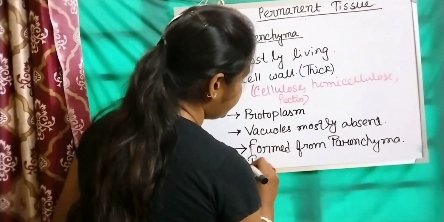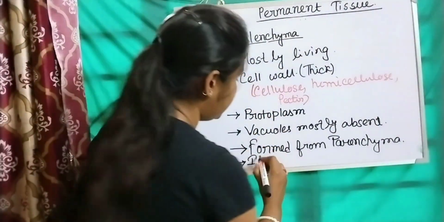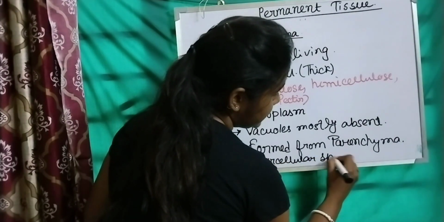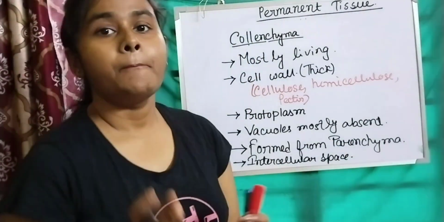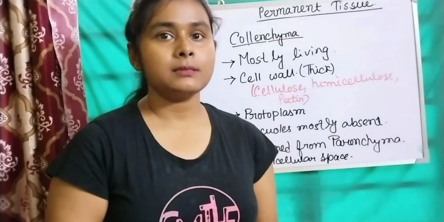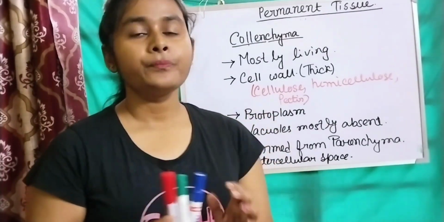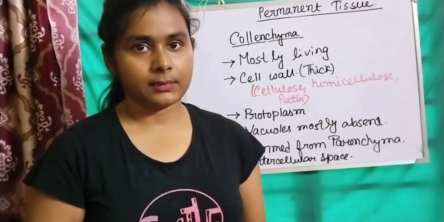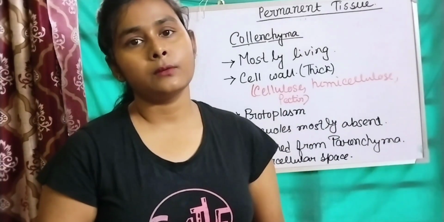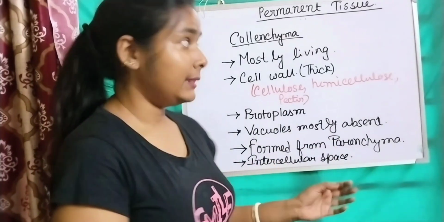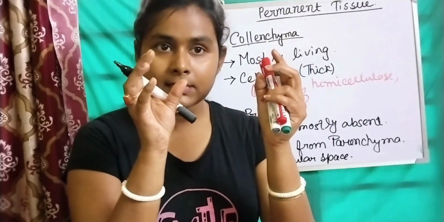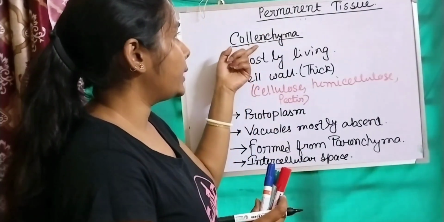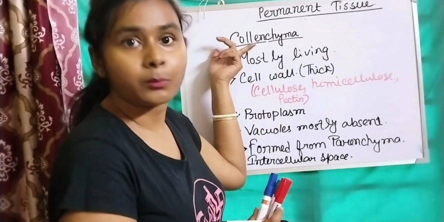Here, in case of collenchyma tissue, intercellular space may or may not be present. That means in some parts of the tissue this intercellular space is present, but in some parts this intercellular space is not present. That's why each and every cell is attached to each other like glue. Okay, that's why this word collenchyma comes from kolla, which means glue.